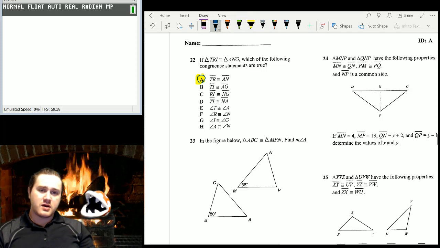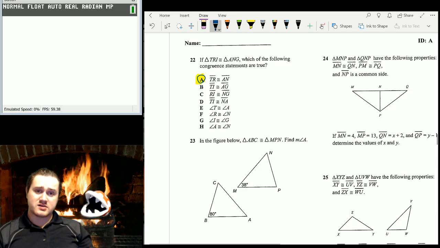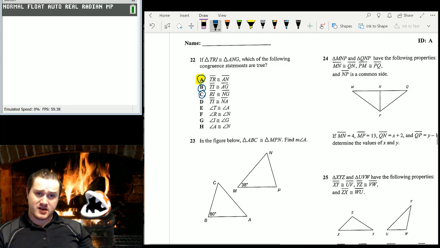The next one is TI and AG. TI is first and third, AG is first and third. So that one works. Next one's RI and NG, which is second and third. So that works. The last one is TI and NA. TI is first and third, NA is first and second. So that does not work. It is not going to be D.